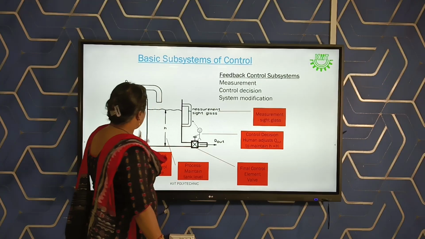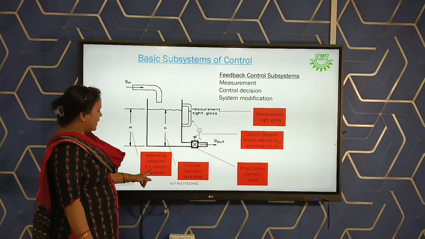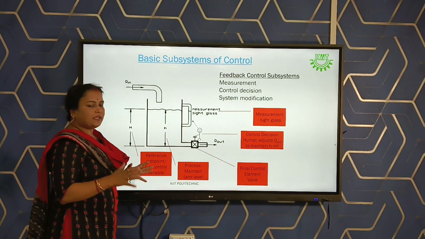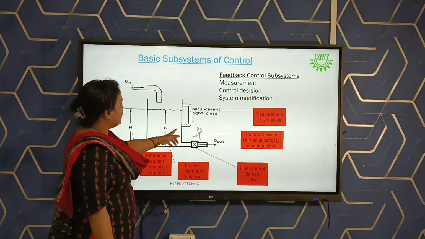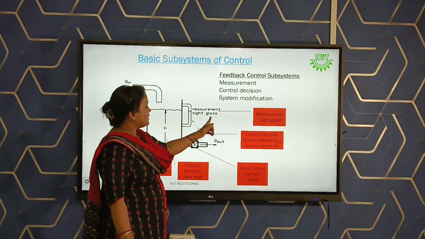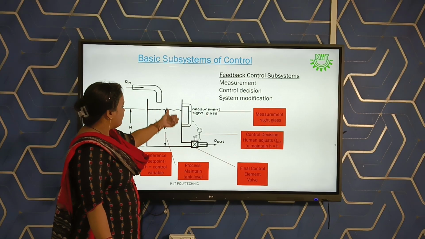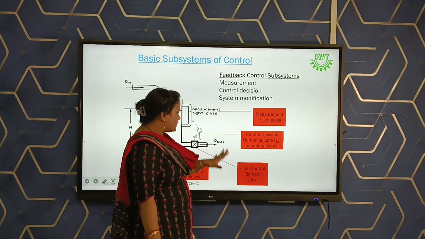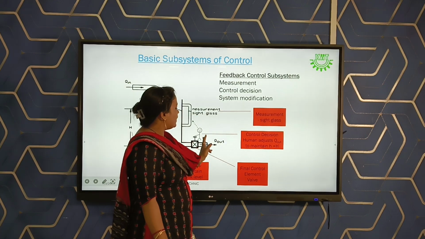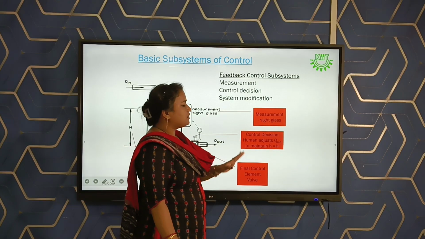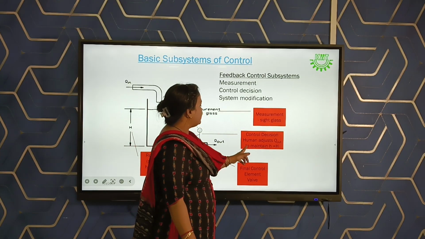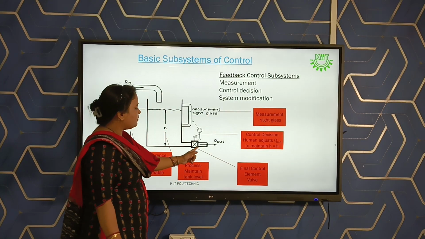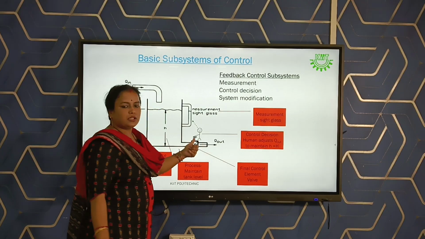So here we can say capital H is the reference point, same as before, and small h is the control variable. Here small h is the process variable, maintaining the level of the tank, and here the measurement, the sight glass, is the means through which we can see the level of the water inside our tank. Another is the control decision, which is the major one, that will be done by the human. Here we can see that the human adjusts the flow of water from the tank to maintain small h equal to capital H, and the final element, the valve, controls the flow of water from the tank.